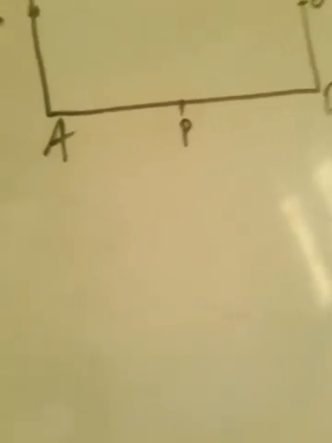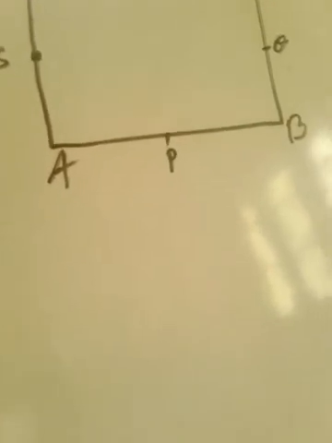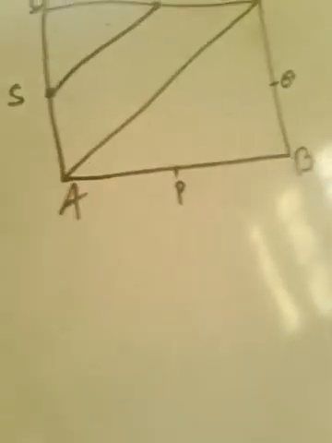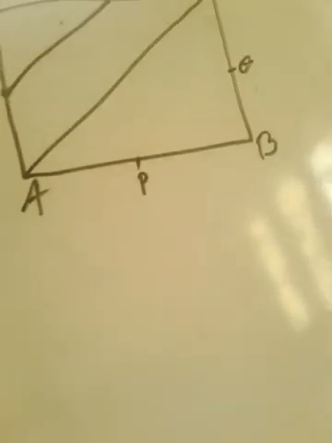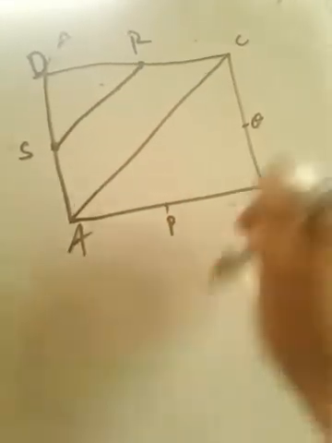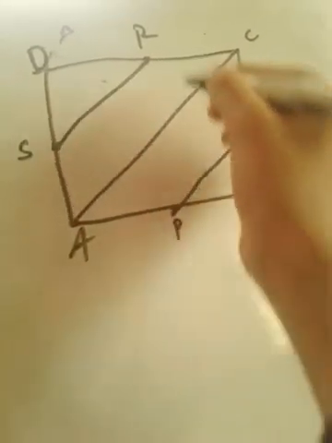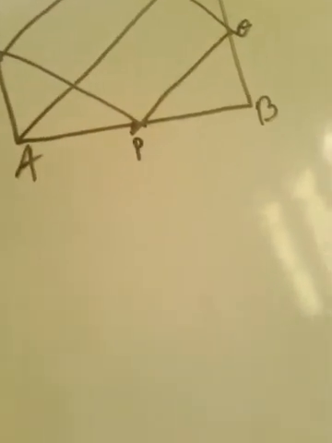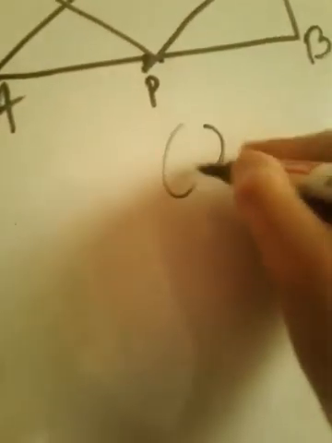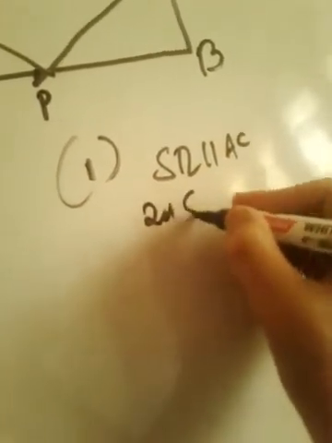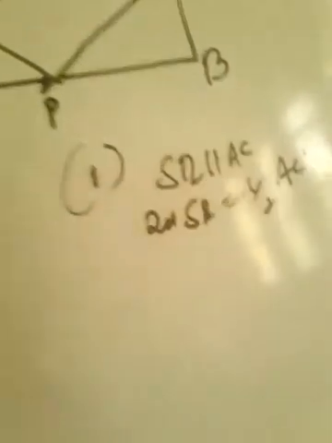So we have to prove that SR is parallel to AC, and SR equals 1 by 2 AC. And that PQRS is a parallelogram. We have to show that. First of all, we have to prove the first part: SR parallel AC and SR equals 1 by 2 AC.